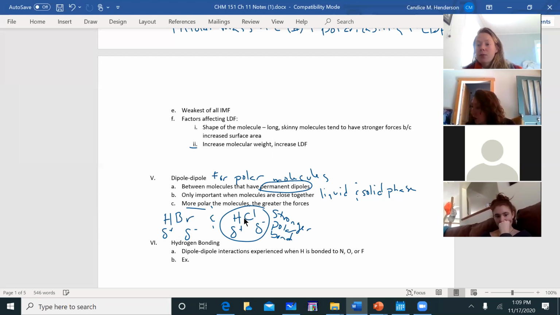How do I calculate that or find that? Remember your electronegativities. So chlorine has a higher electronegativity than bromine, so the difference between those two is greater. Bromine's lower down. Remember, the highest electronegativity is going to be fluorine in that upper right-hand corner.